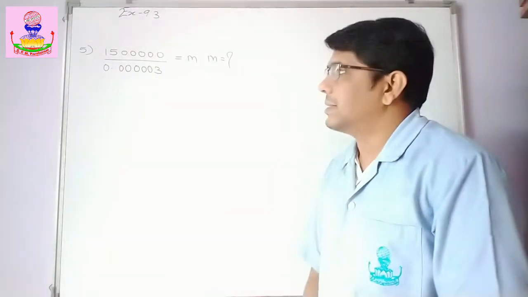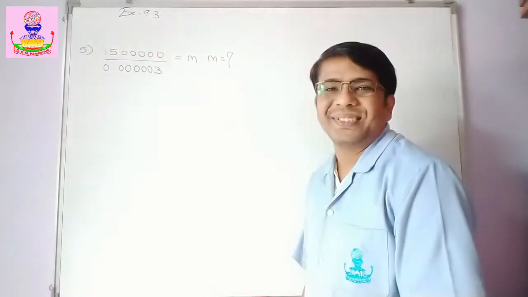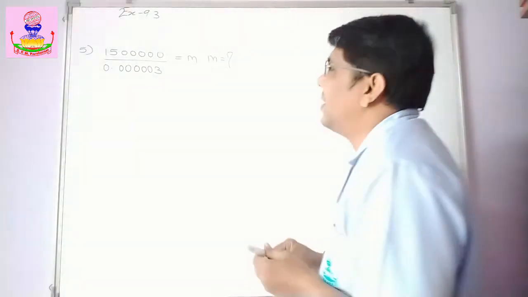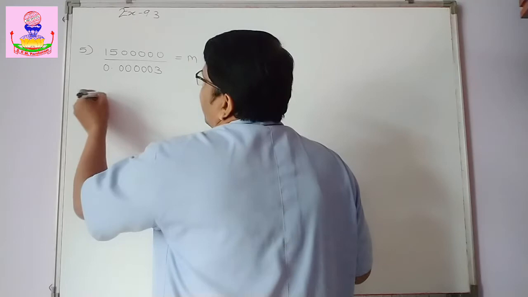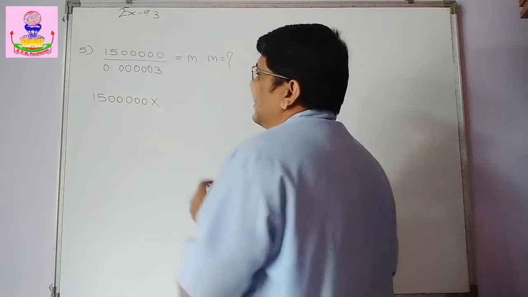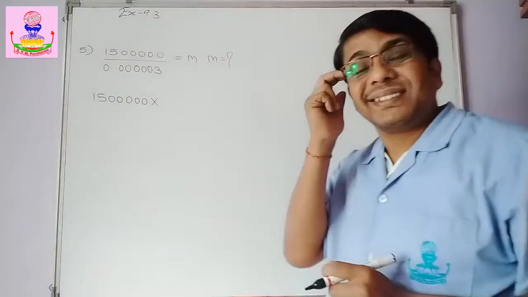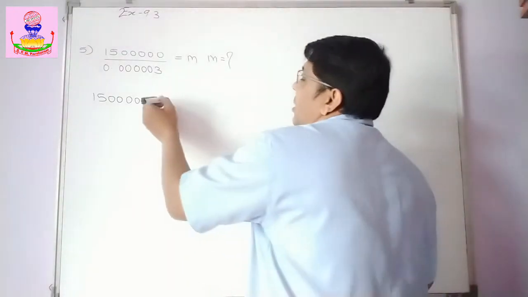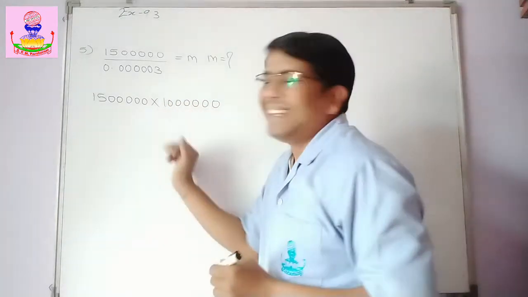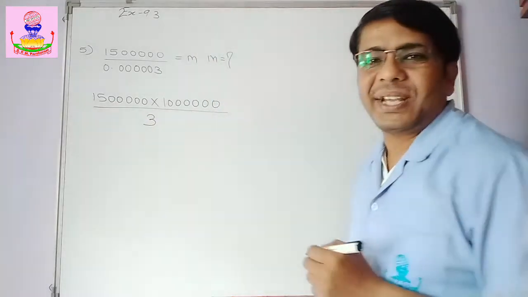Now see, this is the fifth example. 15 lakhs upon 0.000003. First thing, remove the decimal point. So 150000 into 1 2 3 4 5 6, so 6 digits after the decimal point. So in the numerator 6 zeros, of course 1 is there. Don't forget that. Now divided by 3.